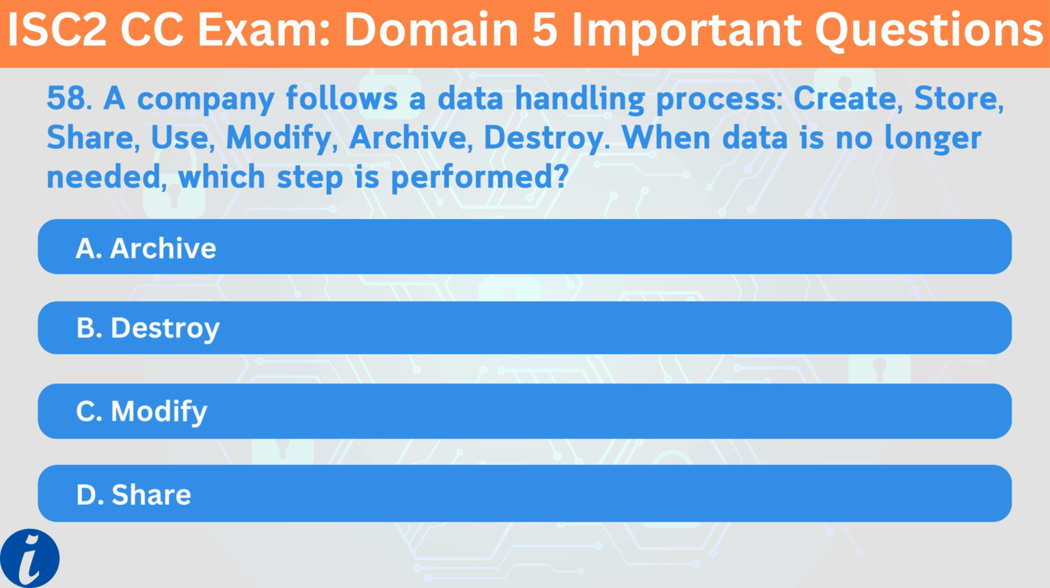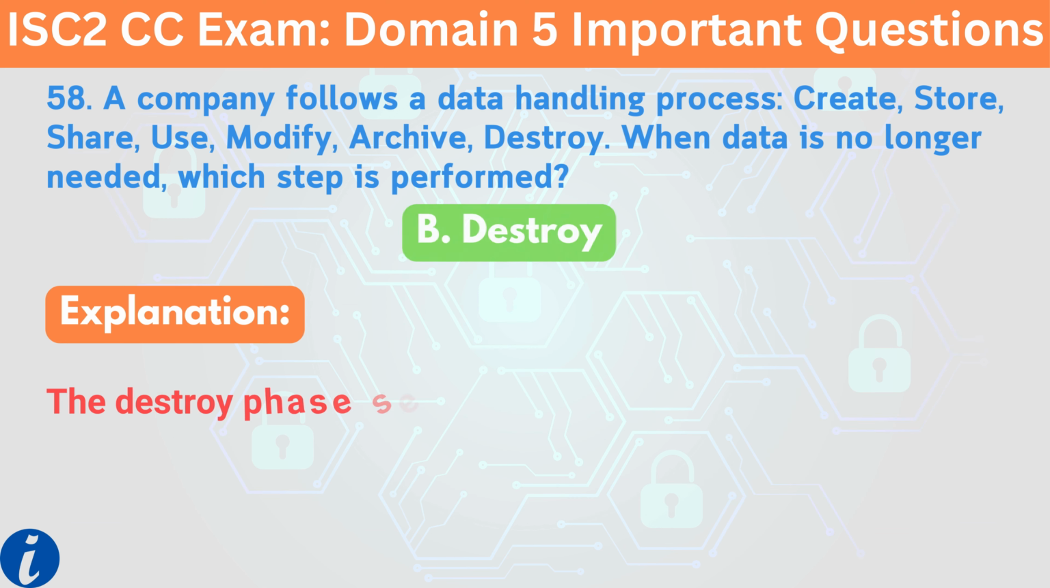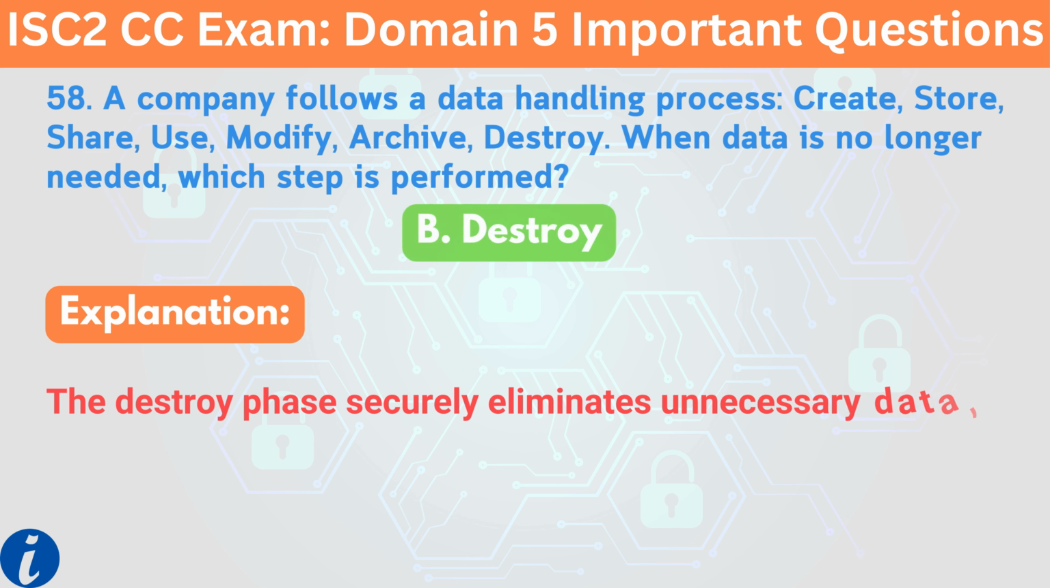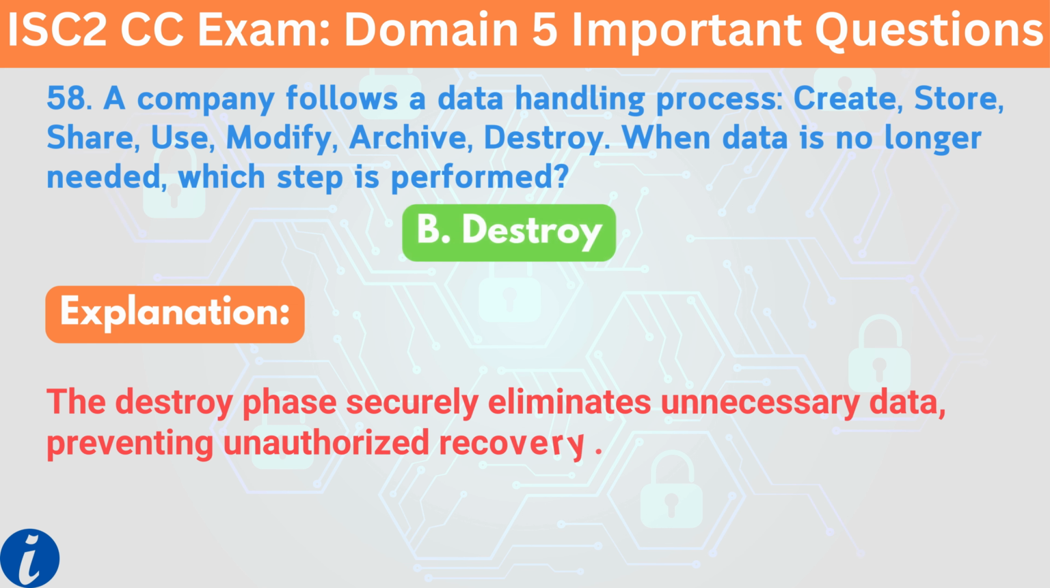When data is no longer needed, which step is performed? A. Archive. B. Destroy. C. Modify. D. Share. The correct answer is B. Destroy. Explanation. The destroy phase securely eliminates unnecessary data, preventing unauthorized recovery.